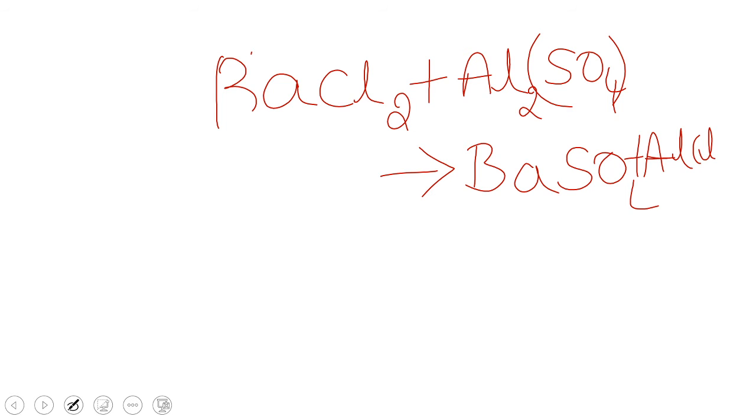So we'll just write the physical states first. It's AlCl3. Barium chloride, we will take it in aqueous form. Barium chloride is a salt which is in solid form, so we dissolve that salt in water, which forms an aqueous solution. Even aluminium sulfate is a salt in solid form. We dissolve it in water. So these two are in aqueous form only.